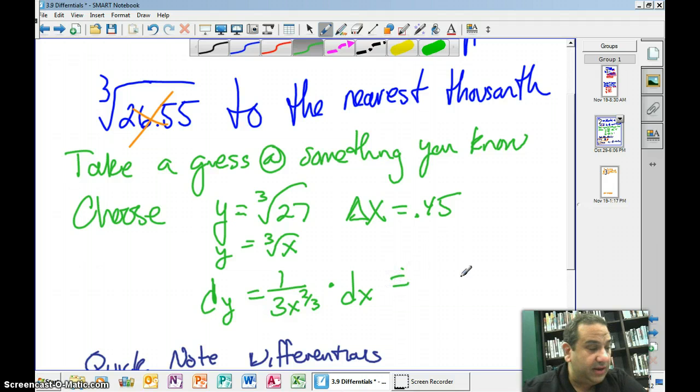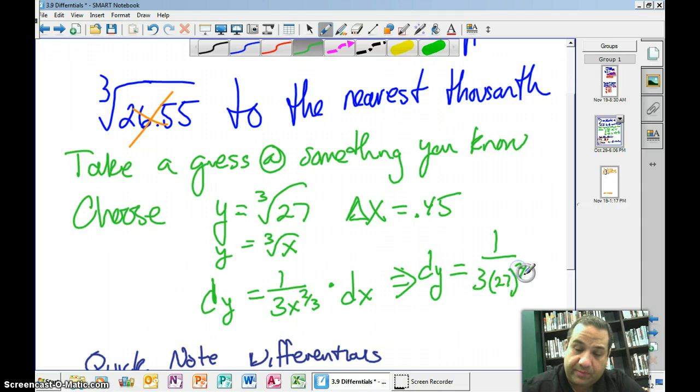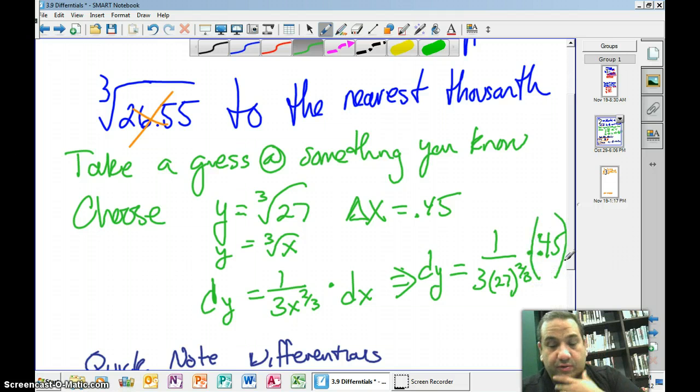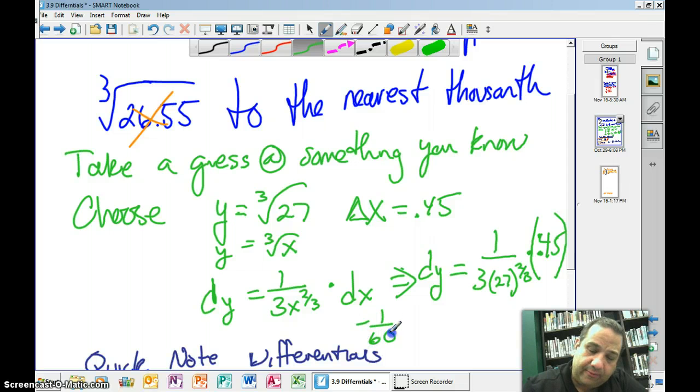So this is going to imply dy equals 1 over 3 times 27 to the 2/3 power times 0.45. Let's do that so there's no confusion. That answer comes out to be negative 1/60th.